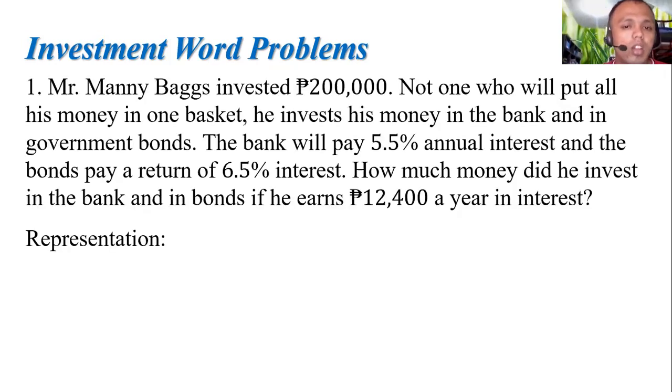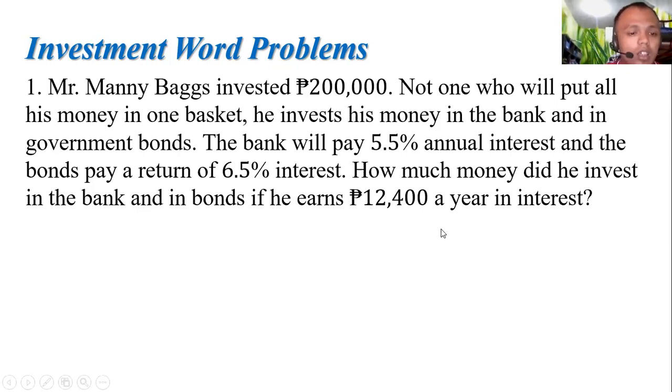Now, example here. Mr. Moneybags invested 200,000 pesos. Not one who will put all his money in one basket. He invests his money in the bank and in government bonds. The bank will pay 5.5% annual interest and the bonds pay a return of 6.5 percent interest. How much money did he invest in the bank and in bonds if he earns 12,400 pesos a year in interest?